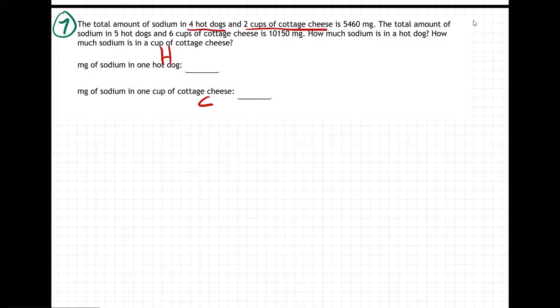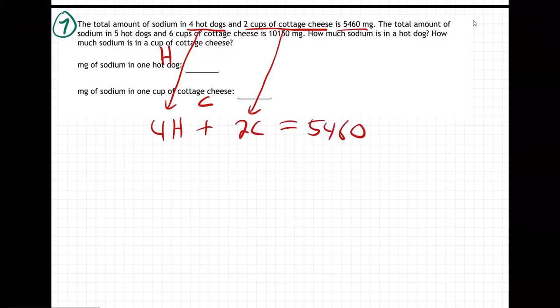4 hot dogs, 2 cups of cottage cheese. So I'm just going to directly translate that sentence. 4 hot dogs, 4 times H, plus 2 cups of cottage cheese is 5460 milligrams of sodium. That makes sense? However much sodium is in a hot dog, if you take 4 times that, plus how much sodium is in a cup of cottage cheese, take 2 of those, that's going to add up to 5460 milligrams of sodium.